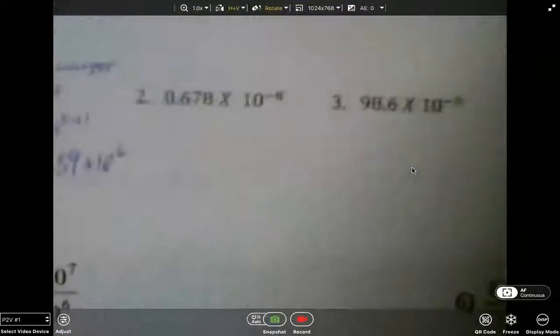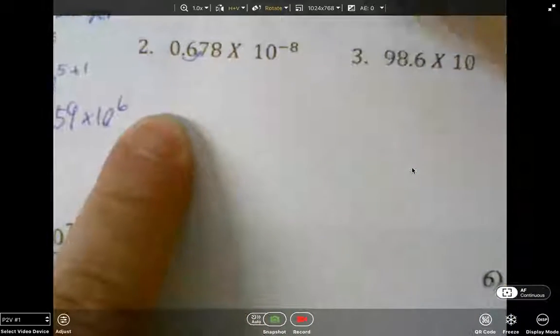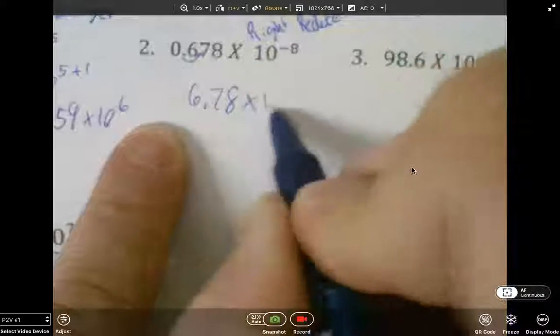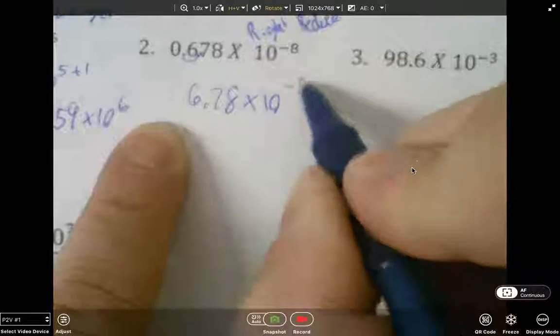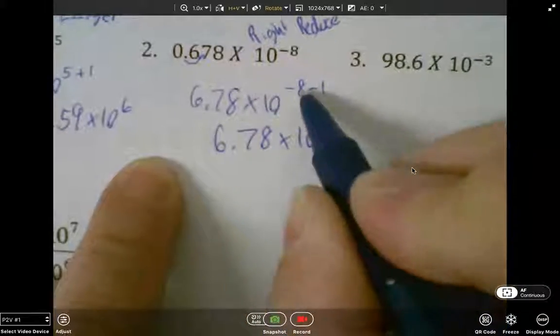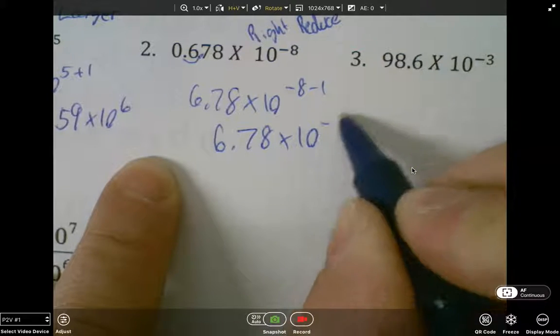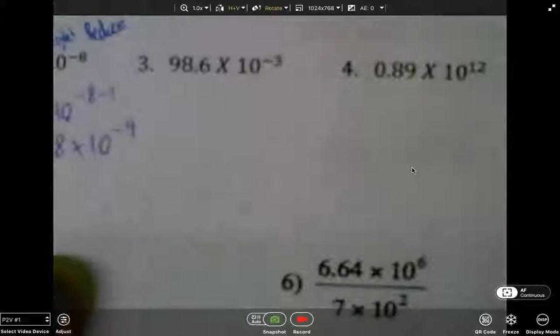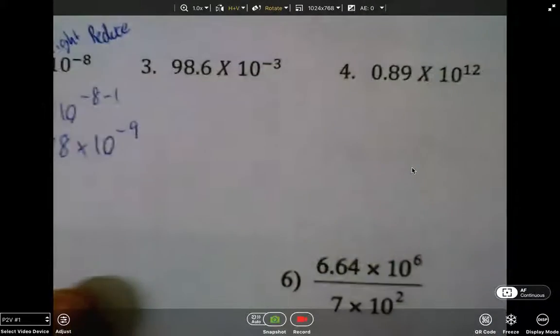In the second example, same thing, except again, we can see this is definitely less than 1, so I have to move it to the right 1. So right 1, so I'm going to write right, reduce. So when I write this one, I'm going to put 6.78 times 10 to the negative 8 minus 1. So that's 6.78 times 10 to the negative 8 minus 1, which is negative 9. Last 2 examples, I'll pause the video here again, just give you a chance with a partner to see if you can do this.